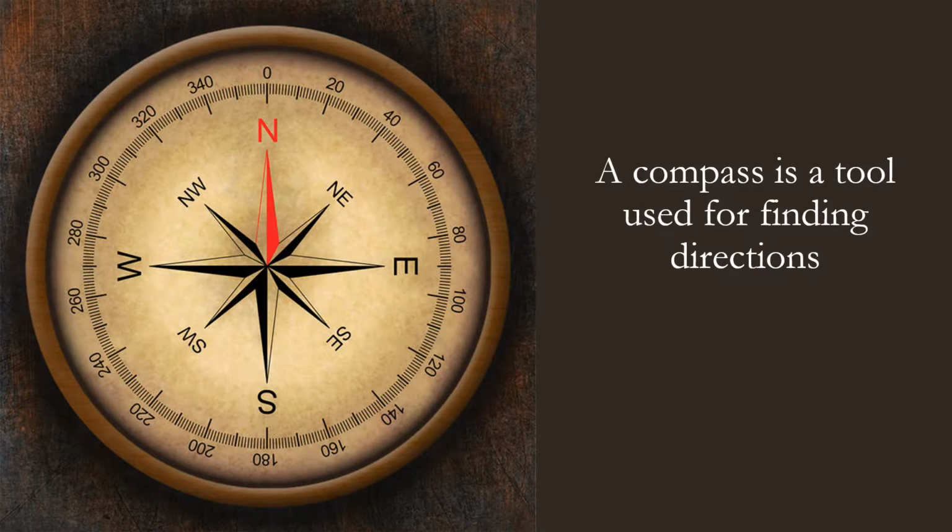A compass is a tool used for finding directions. Probably in science class, you'll learn why that N is red. We did mention briefly in class that it's connected to something called magnetic north. Okay, so we use a compass to find directions, and somebody brought one in for us recently, which is very nice.